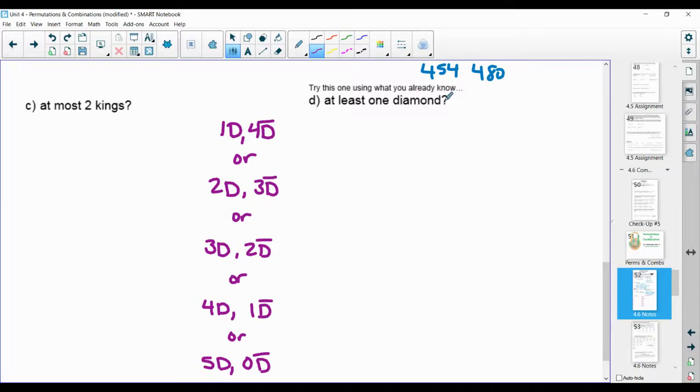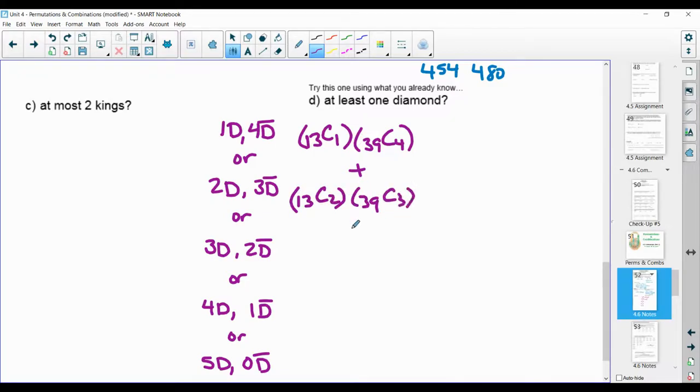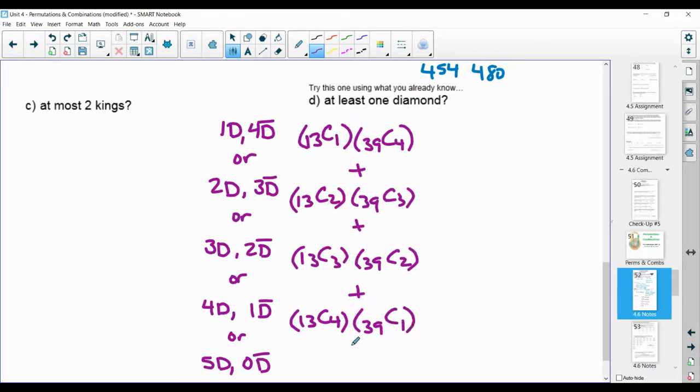So if we write this out here, this is going to be 13 choose 1 and 39 choose 4, plus, again, because or means plus, 13 choose 2 and 39 choose 3, 13 choose 3 and 39 choose 2, or 13 choose 4 and 39 choose 1, or 13 choose 5 and 39 choose 0. So again, lots of combinations there.